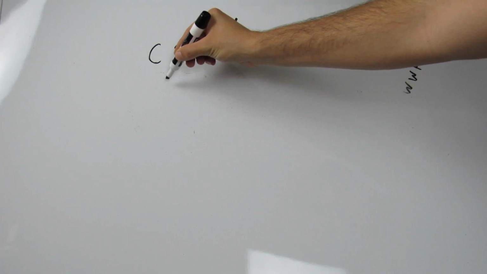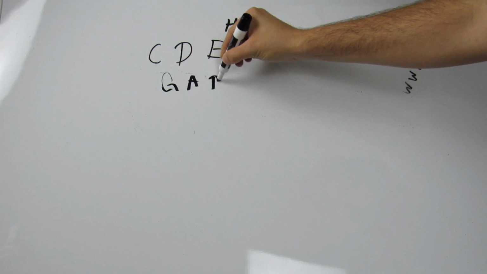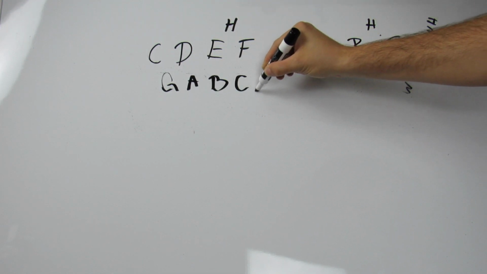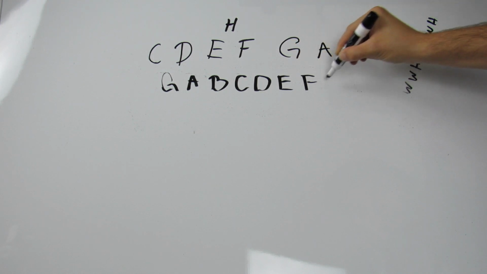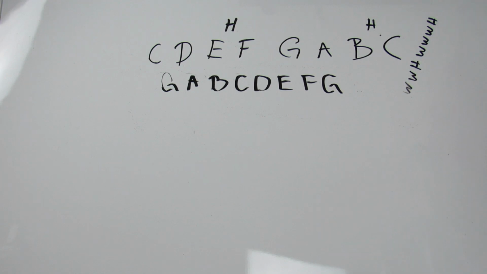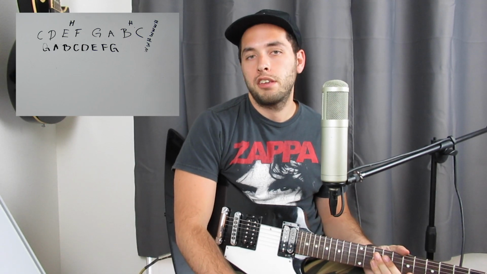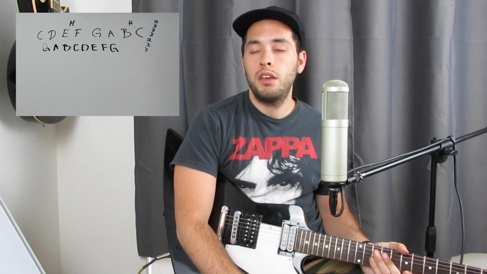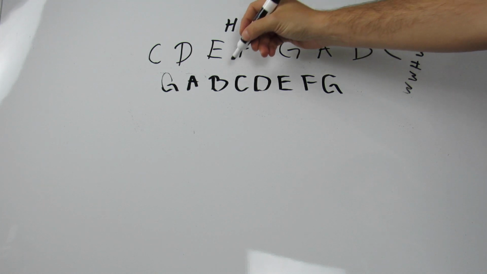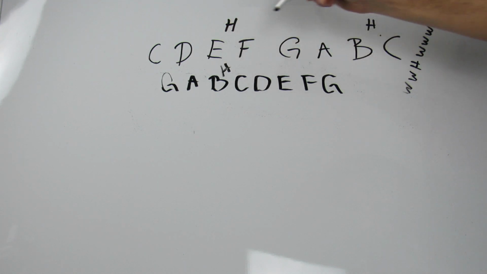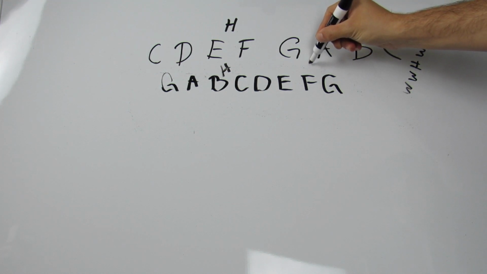So we have G, A, B, C, D, E, F, and back to G. Now, in order for this to sound like it did in the key of C, we'll need to place our whole steps and half steps in the same place. So in the key of G, our half steps are between the 3rd and the 4th note in the scale, or between the B and the C. And between the 7th and 8th note in the scale, or between the F and the G.